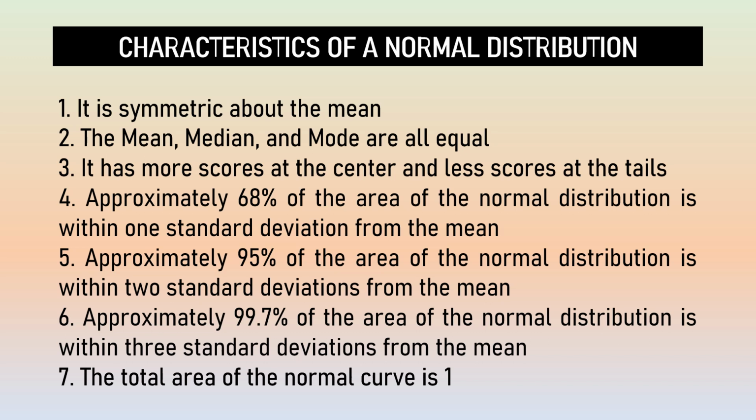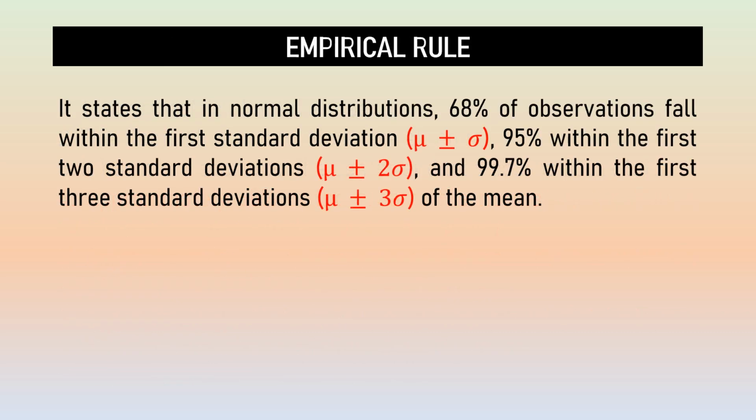The fourth, fifth, and sixth characteristics of a normal distribution are empirical rules and are related to one another. The empirical rule simply says that in a normal distribution, 68% of observations fall within the first standard deviation, 95% within the first 2 standard deviations, and 99.7% within the first 3 standard deviations of the mean.